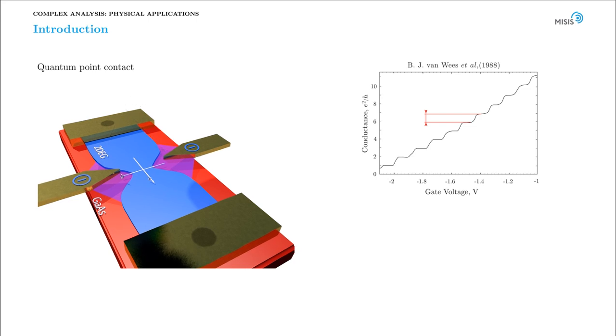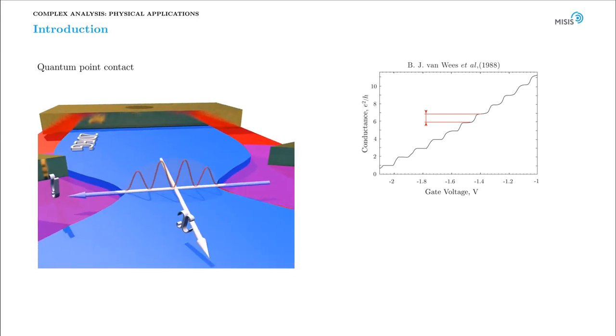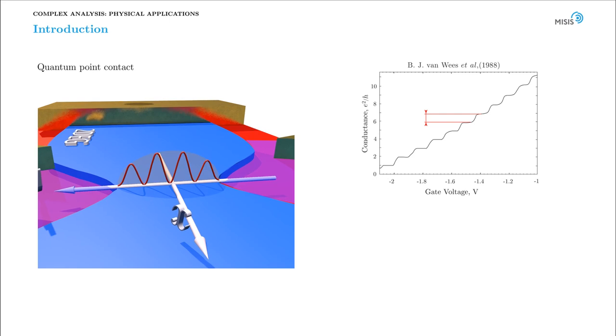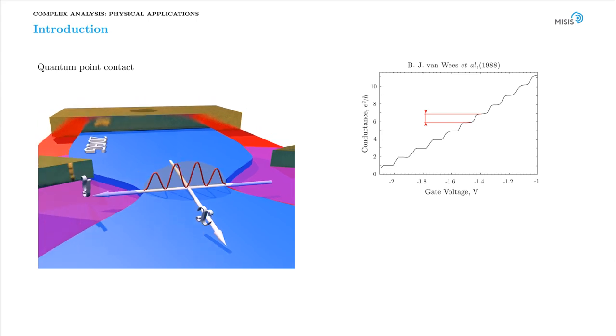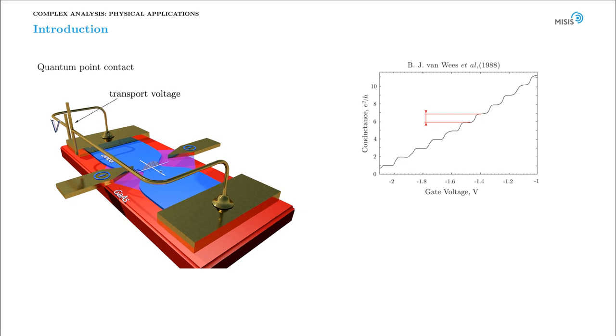This way, one can create a constriction so narrow that one can squeeze only a few electron waves in between. Therefore, the electrons ought to reveal their quantum nature when they pass through the constriction. One can then, for example, apply transport voltage and study a charge transport and how it is influenced by the quantum nature of electrons.